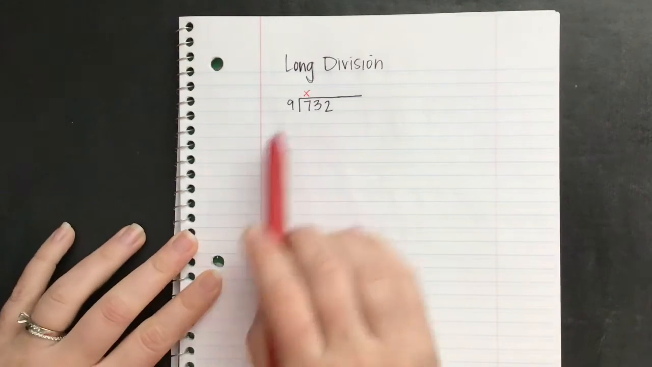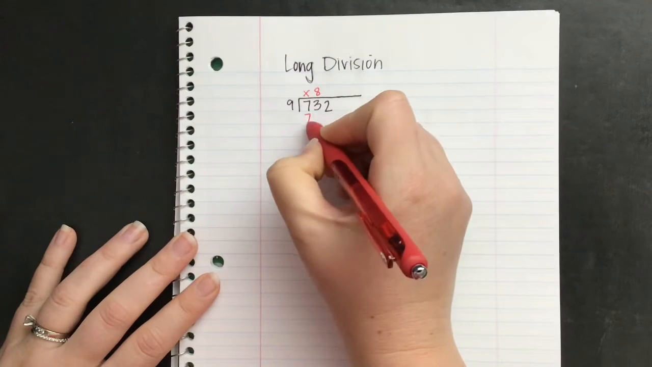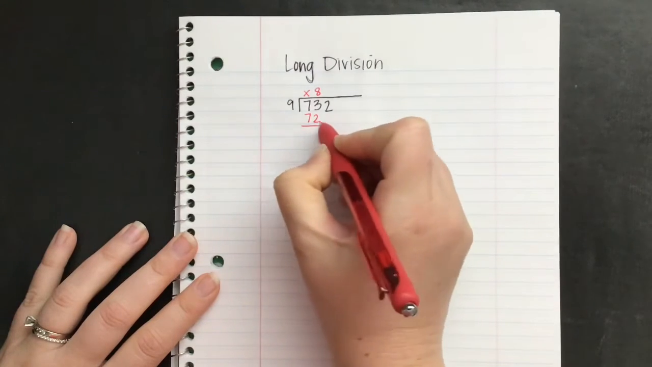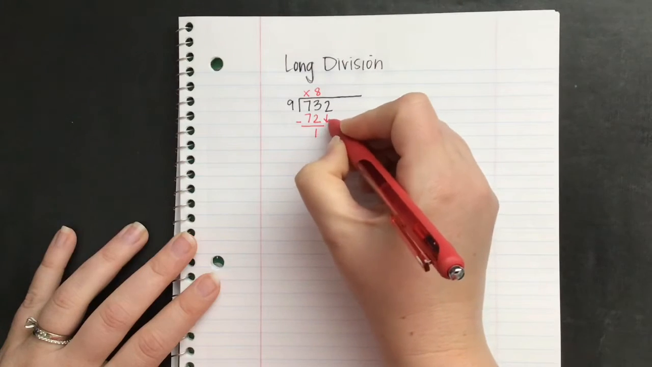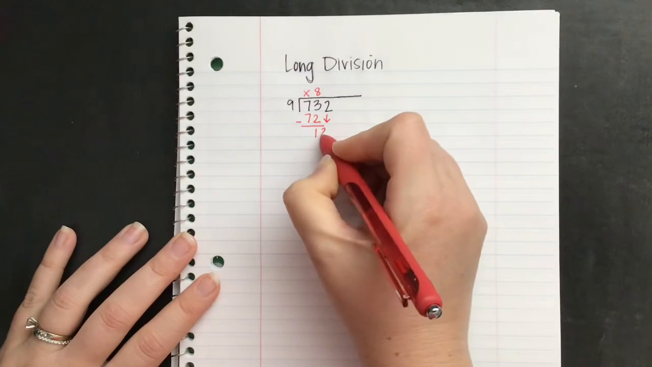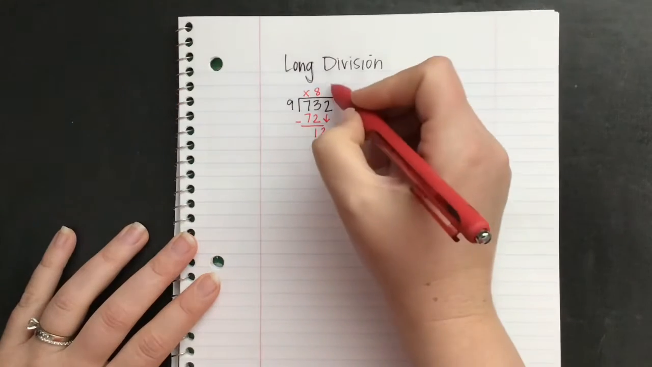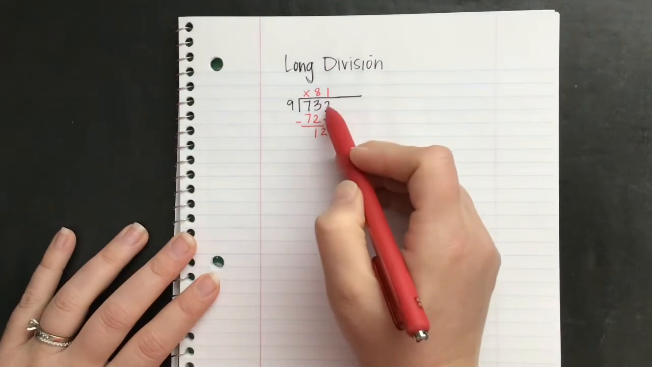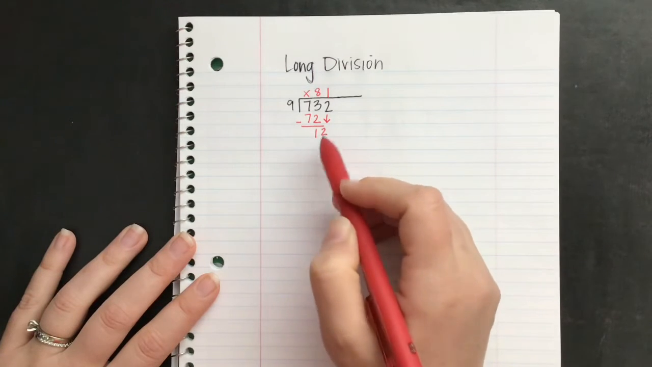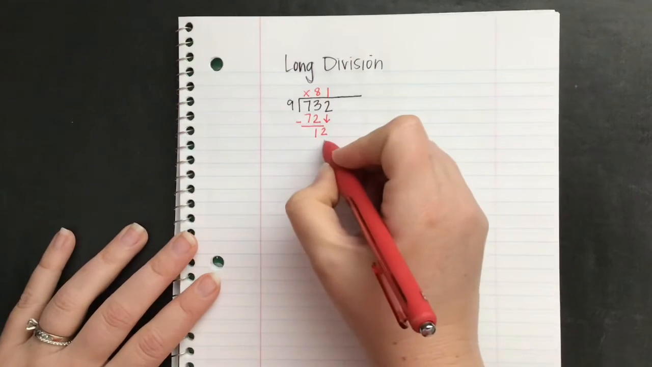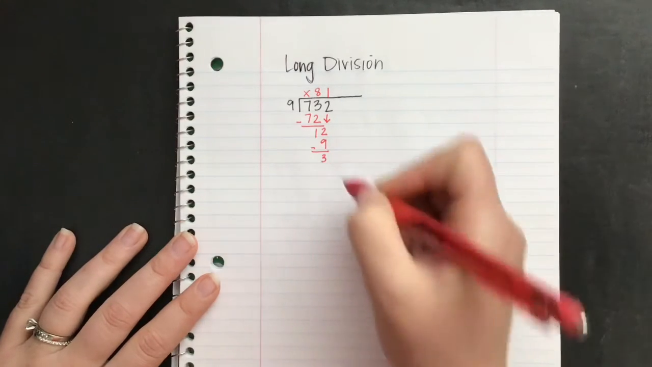How many times? 8 times. 9 times 8 is 72. I'm going to subtract and bring down my 1. Then I'm going to bring down my 2. How many times now does 9 go into 12? It goes in 1 time. Notice I'm putting this right above the place value of the last number that's in my number down here. So 1 times 9 is 9. Now I'm going to subtract, and I get 3.